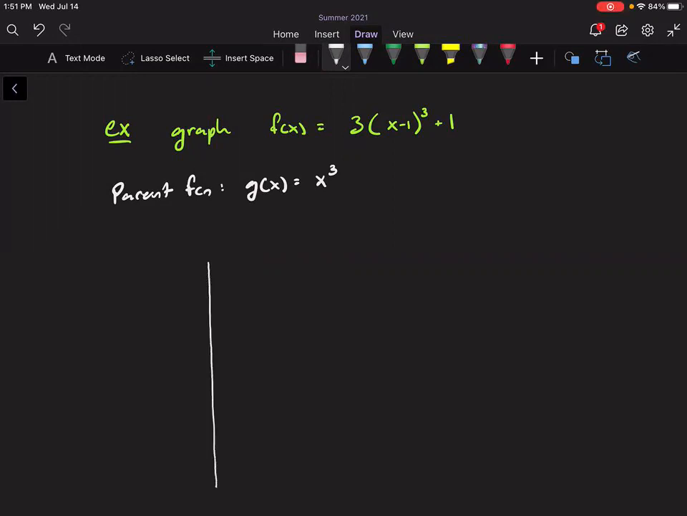Now we can draw the graph of g of x equals x cubed and then apply transformations to graph f of x. So g of x equals x cubed has points at (1, 1) and (-1, -1). Our first transformation is going to be dealing with this -1.